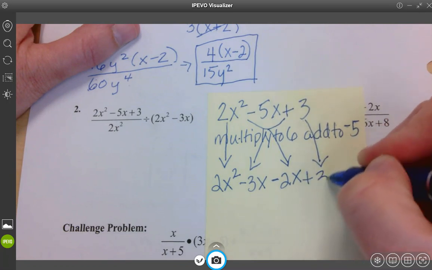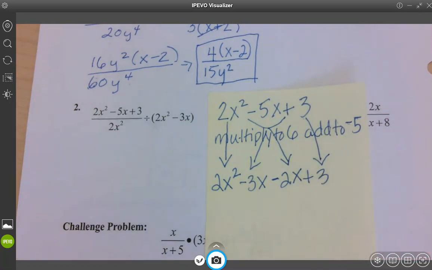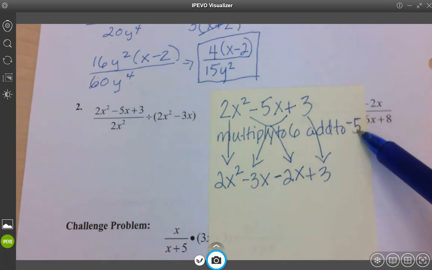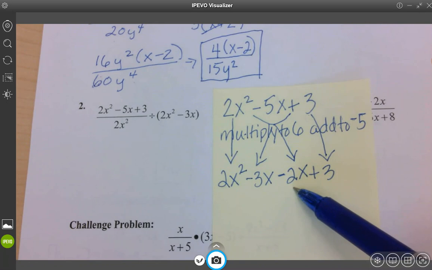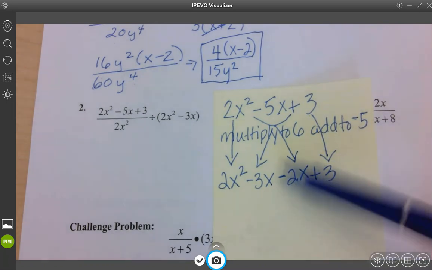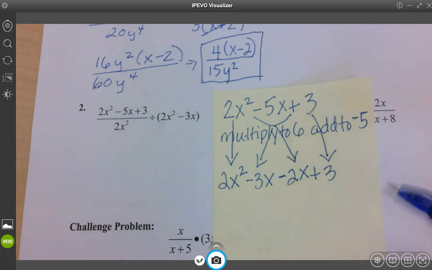Okay. So, after you find the numbers that multiply to 6 and add to -5, we use those numbers to break up our middle term. It doesn't matter which one you write first. Your problem will look a little bit different in the middle, but you'll end up with the same answer in the end.